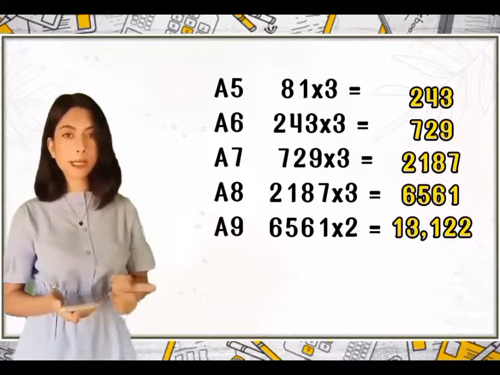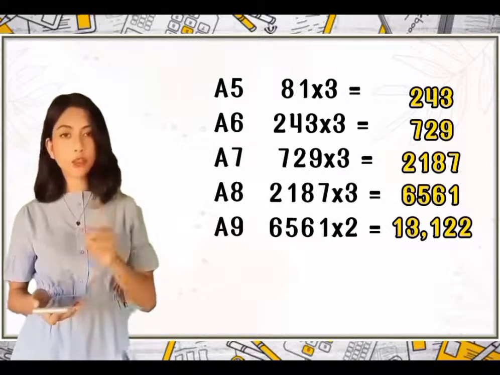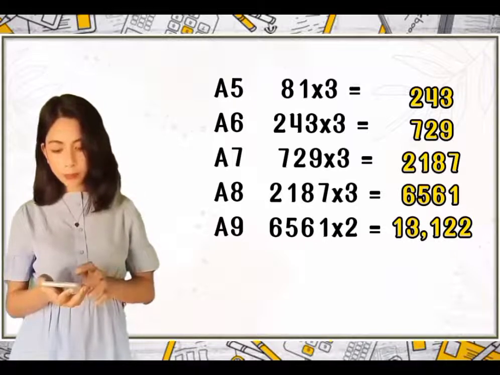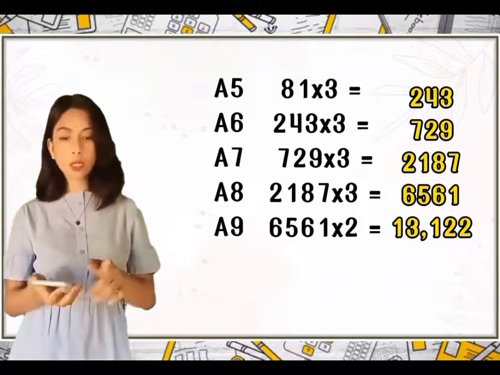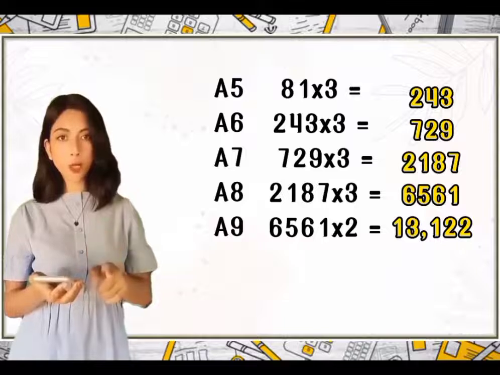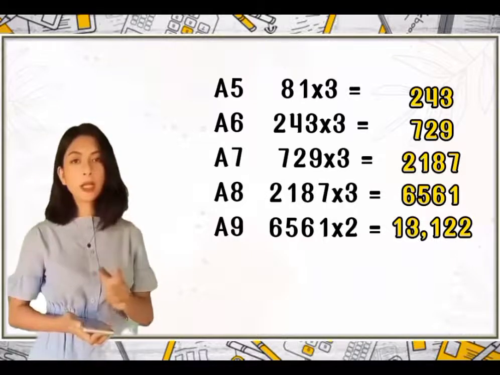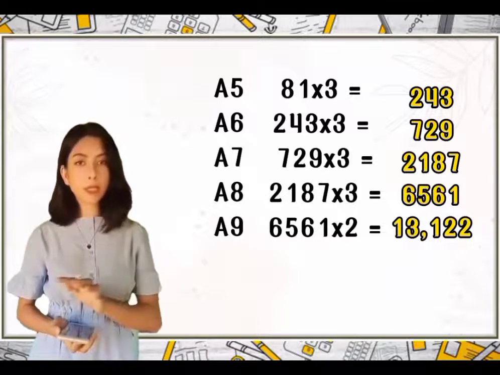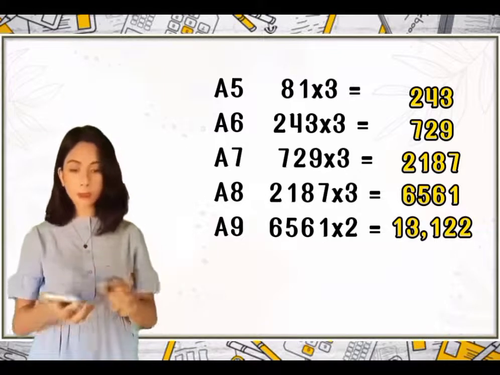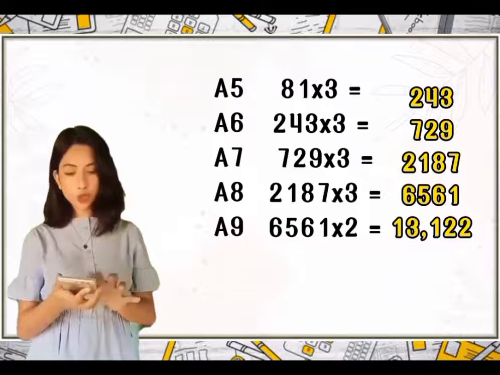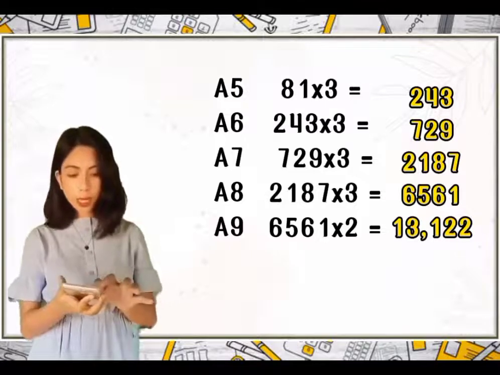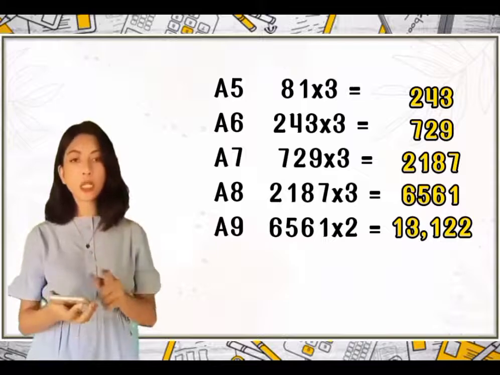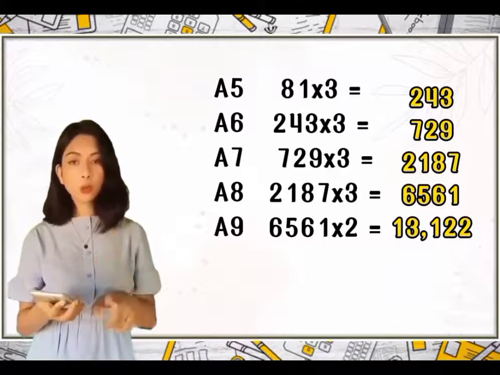1,454. At para makuha si 8th term, multiply natin yung 7th term by 3 ulit. So, 1,454 times 3 is equals to 4,374. Siya ngayon si pang 8th term. At para makuha ang pang 9th term natin, i-multiply natin yung 8th term by 3 ulit. So, 4,374 times 3 is equals to 13,122.